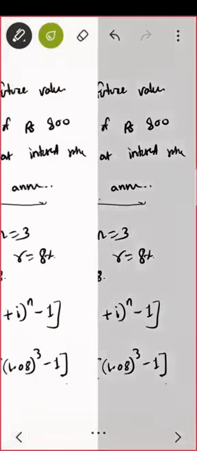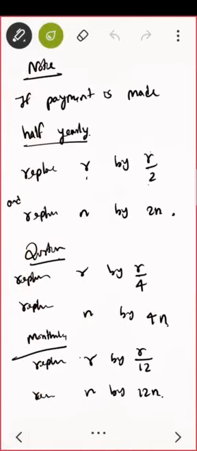And how you need to remember this thing: if payment is made half yearly, then replace r by r/2 and n by 2n in the formula, in the previous formula whatever we talked about. If it is quarterly, then replace r by r/4 and n by 4n. If it is monthly, then replace r by r/12 and n by 12n.